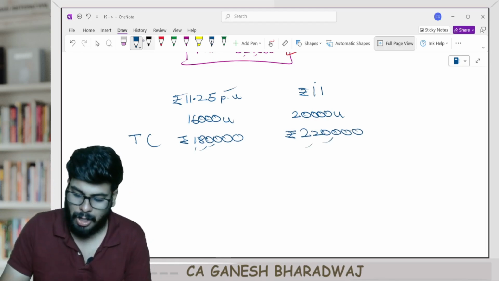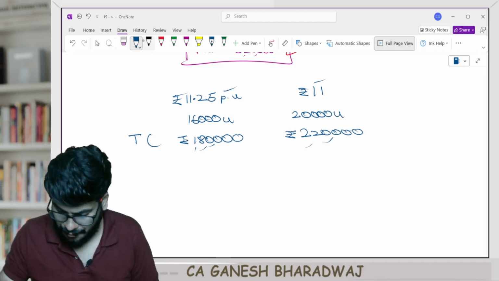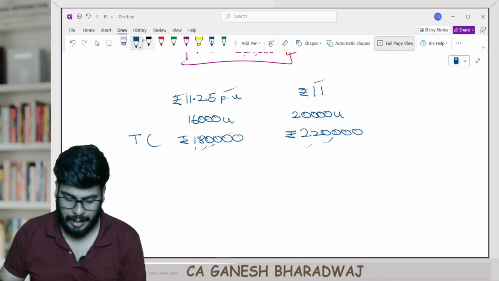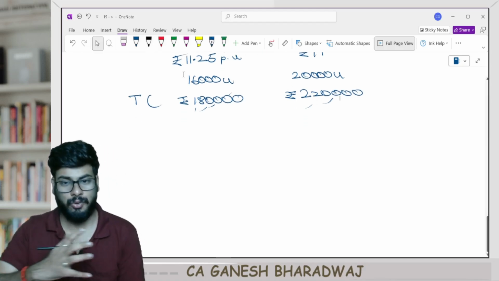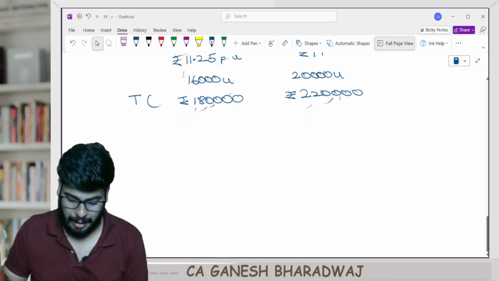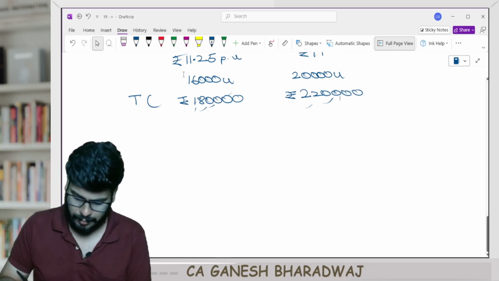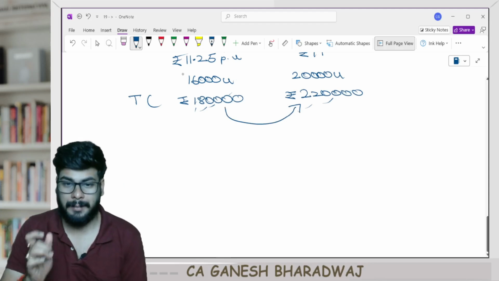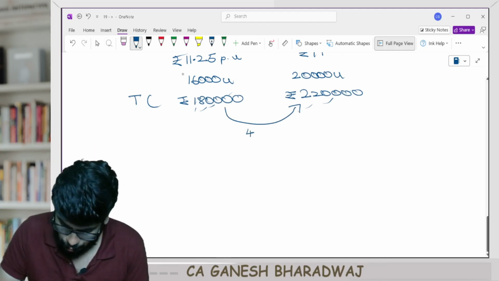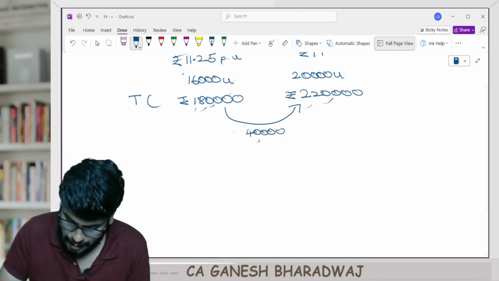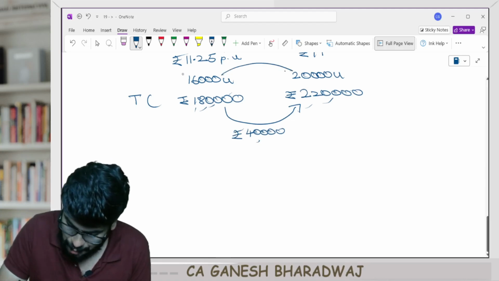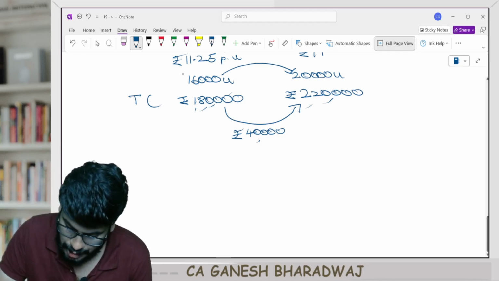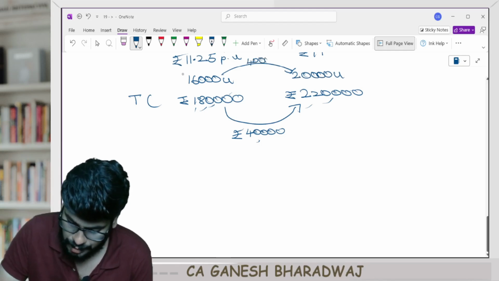Now, is this a variable or a fixed cost? It's not variable because it's not constant on a per unit level. It's not fixed also because it's not constant in total. So this is actually a clear case of semi-variable cost. So you need to segregate this into variable and fixed components. How will you do that? This increase in cost from 1,80,000 to 2,20,000, this increase of 40,000 rupees, is nothing but the variable component incurred for the incremental units of 4,000 units, correct?